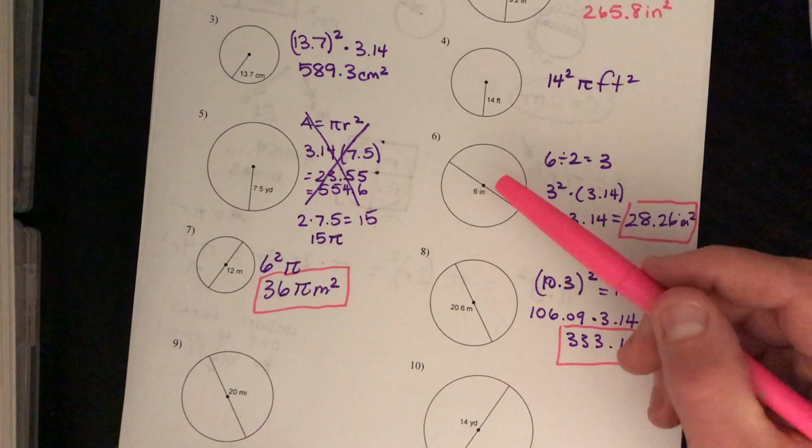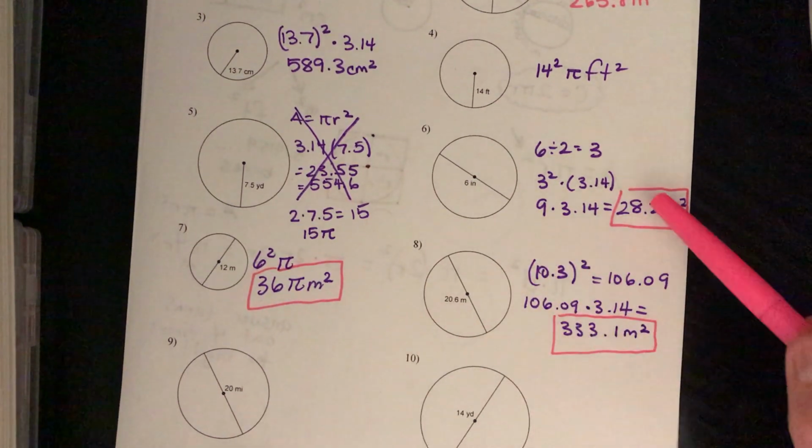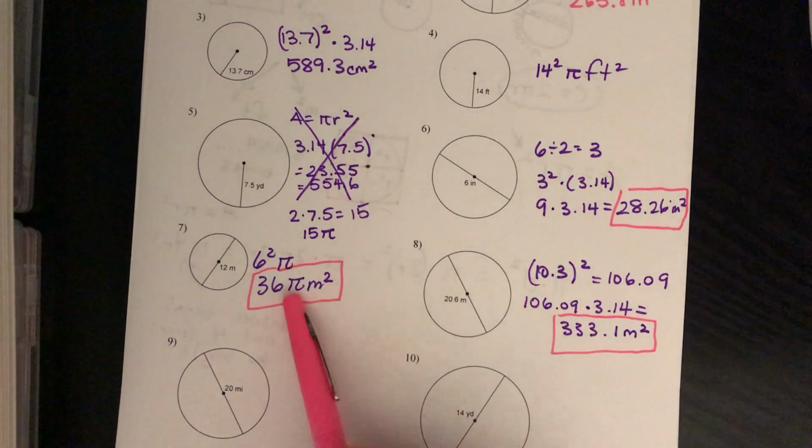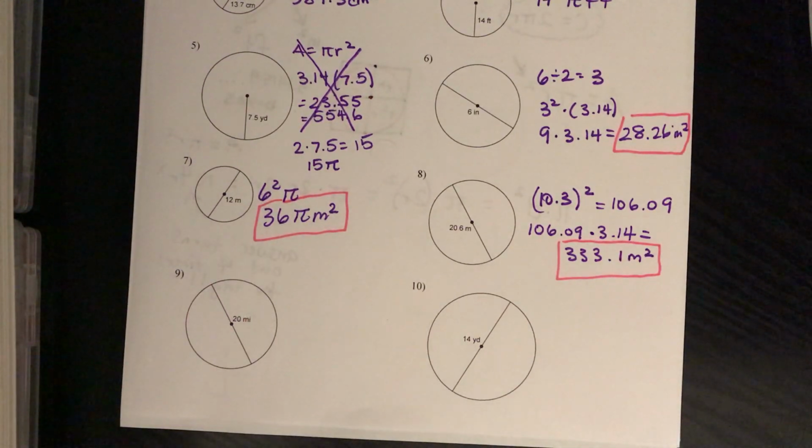I've got the answers to numbers 6, 7, and 8 here circled in pink. I did these two as decimals and this one the exact way. And I'm going to do the last two for you right now. I'll do number 9 as a fraction.